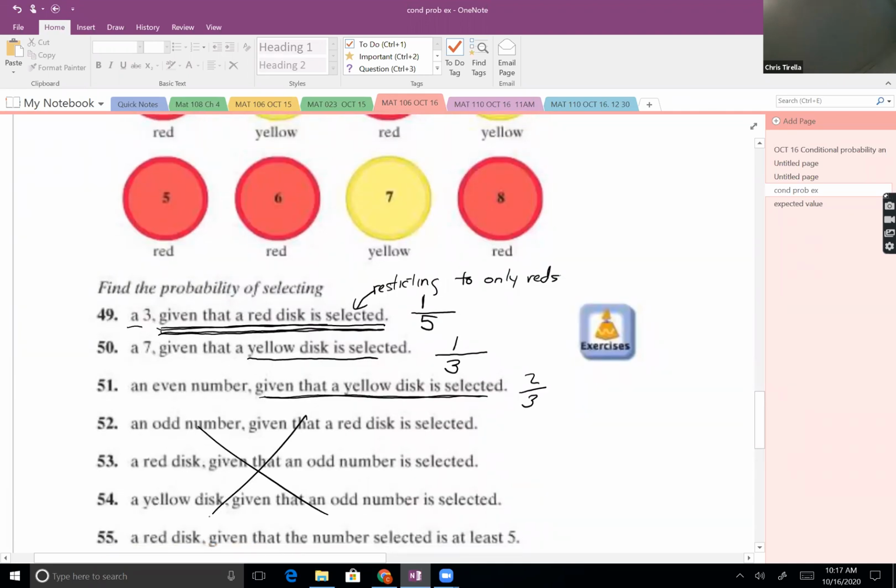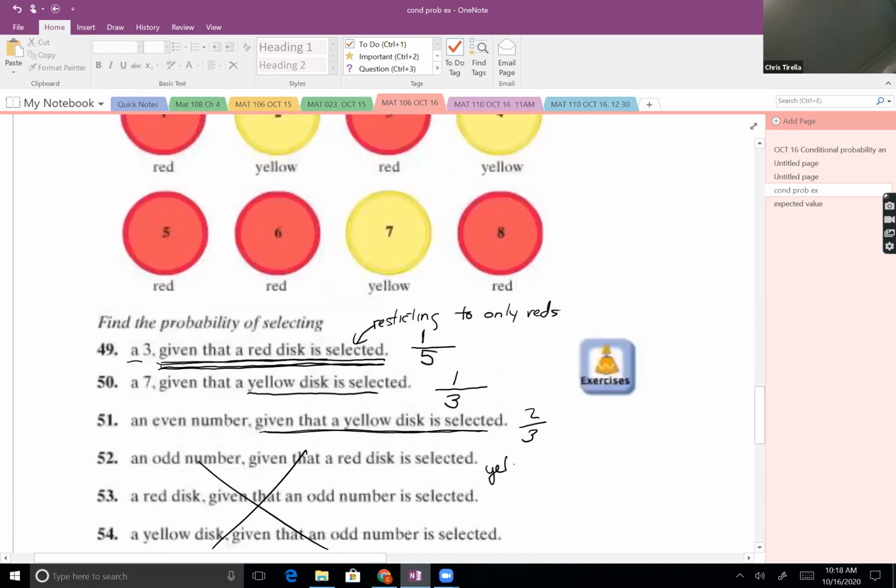What's the probability that I get yellow given an even that's selected? Now, 51 said an even given a yellow is selected. Our made-up problem says a yellow given an even is selected. Those two sound awfully similar, don't they?